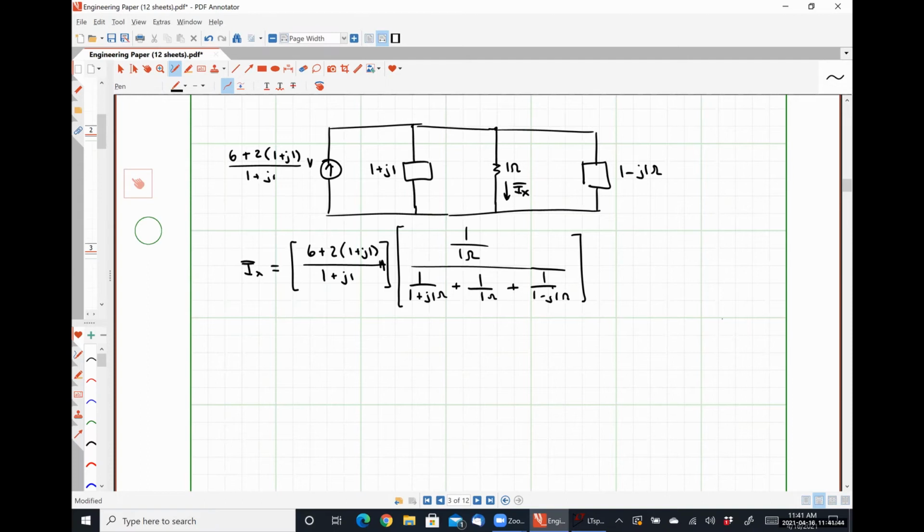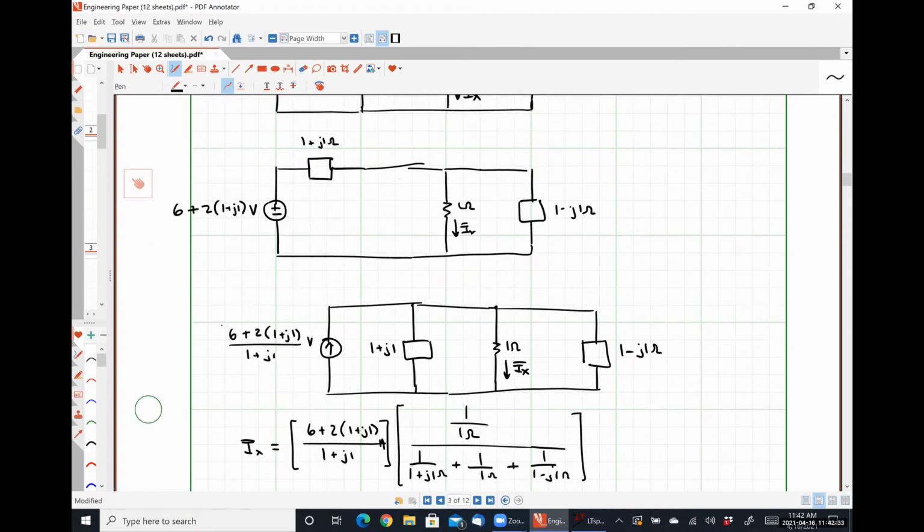I got an answer. I get 2.915 with an angle of negative 30.963 degrees amps, or in rectangular form, 2.5 minus J1.5 amps. So that was using source transformations, a couple of them, and then current division.